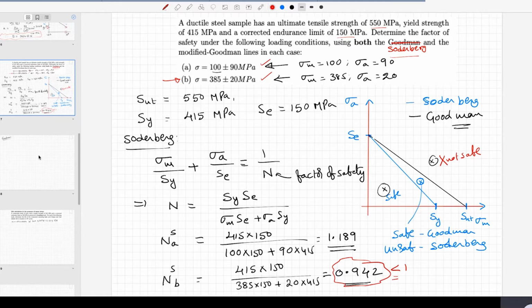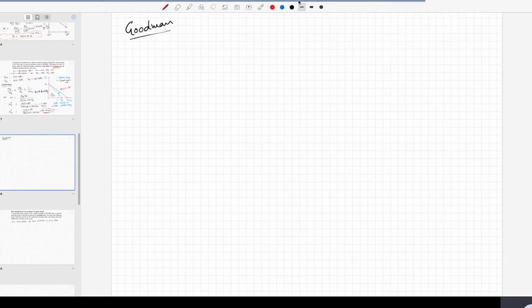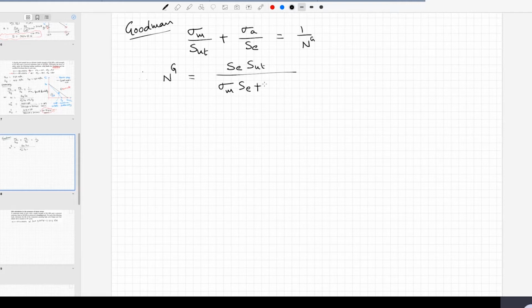Okay. So now let us look at Goodman. What is the Goodman criterion? Sigma m by SUT plus sigma a by SE is equal to 1 by n. That is the representation of the boundary. So therefore, I will say Ng, because Goodman, therefore Ng is equal to SE SUT divided by sigma m SE plus sigma a times SUT.